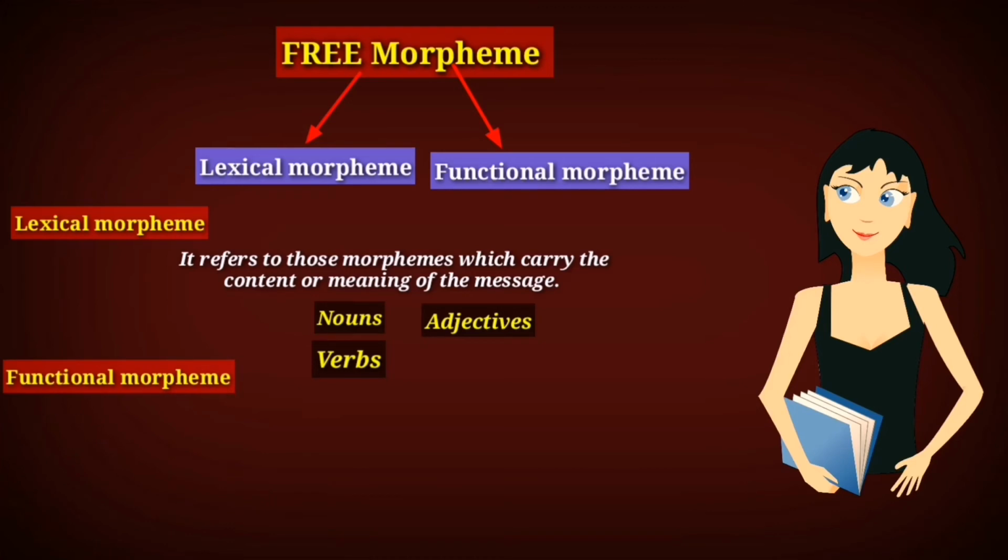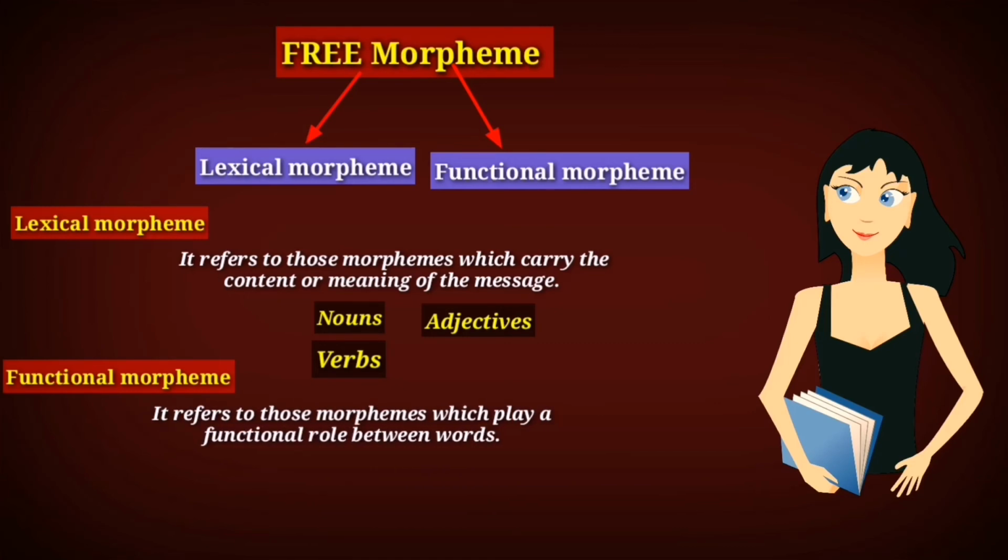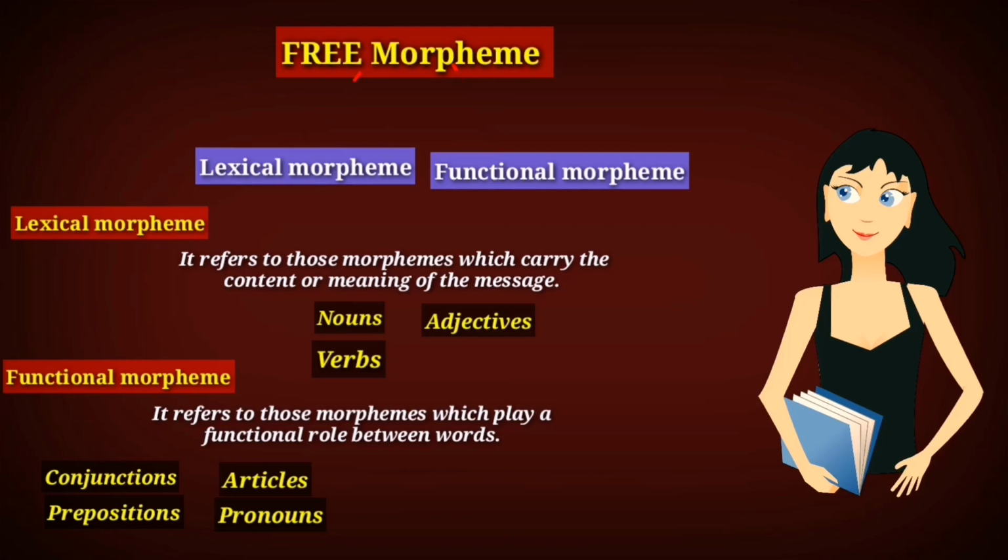Functional morpheme. So what is a functional morpheme? It refers to those morphemes which play a functional role between words. So again the question may be arising in your mind: what are those words which are supposed to be called functional morphemes? They are conjunctions, prepositions, articles and pronouns, because they do not carry the content of the message but play a role as functional words. So that is why it can be called a functional morpheme.